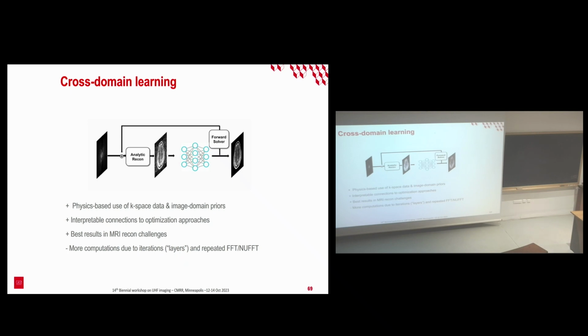So the last type of approach is cross-domain learning. Cross-domain learning is a bit more complicated, and I will spend a bunch of time on that, because the idea is to really combine operations or corrections in the Fourier space and in the image space. At this time, it's basically the most promising and most interpretable approach, because it is connected to the field of optimization in mathematics. So we know, as far as we can, what we do. But of course, this is at the expense of additional computing time and repeated forward and backward passes between the acquisition domain and the image domain.